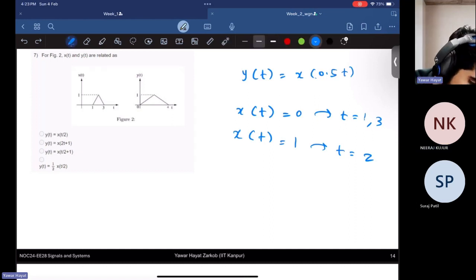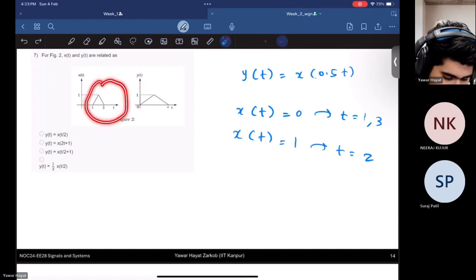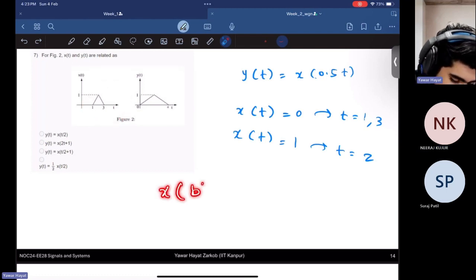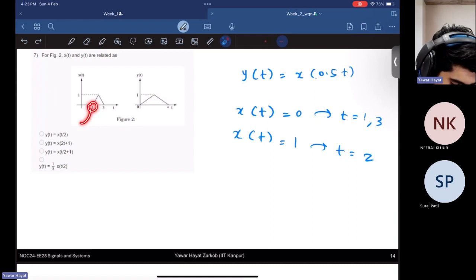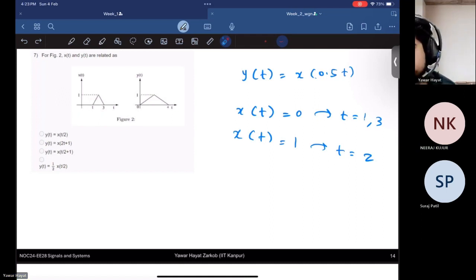For example, if I perform any operation on this signal, suppose I use x of bt, there is no way this point would have moved to this. Do you agree? Can you see that or should I explain why is that the case? Sir, one more time, please give the proof, sir. Yes, I'll give the proof.